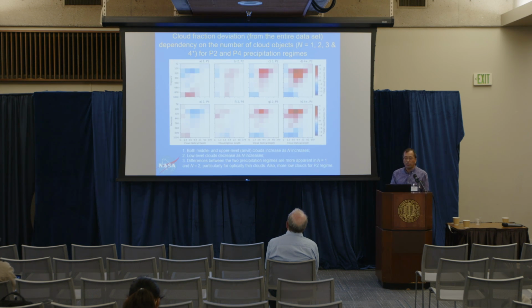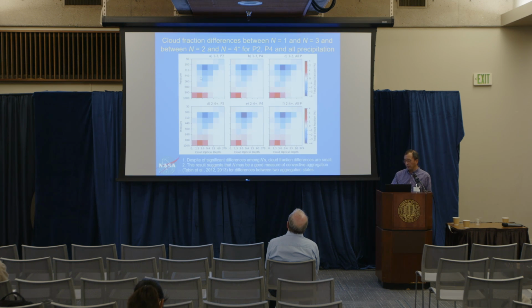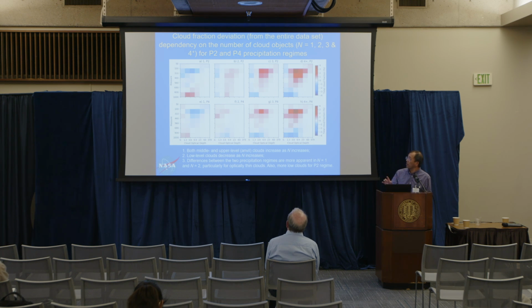So this is the first result I'm showing. It's the deviation from the entire data set, and this is for the cloud fraction areas. It's basically the frequency of occurrence for each cloud type minus the sample mean. In the sample mean, the maximum value is about 10% for some anvil cloud type, in the top cloud types, and near the surface the mean in the data sample is only maybe 4 or 5%. So the deviations look pretty big. This shows the number of objects from 1, 2, 3, 4 for the second precipitation regime, and the bottom row is for the fourth precipitation regime.